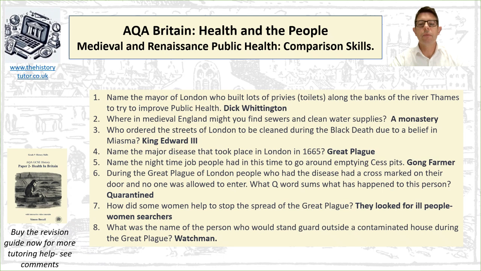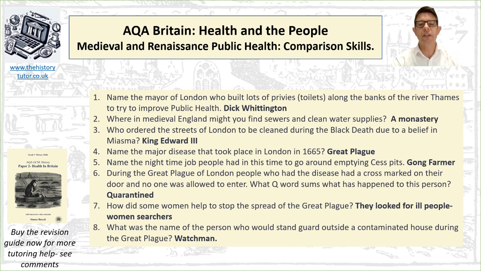Where in medieval England might you find sewers and clean water supplies? So you might find them in a monastery. So a good example of religion maintaining the ancient ideas of good public health with clean water and sewers. However, it's a bit of a limitation also because it wasn't shared with towns and villages. It was the monastic life that had cleanliness.